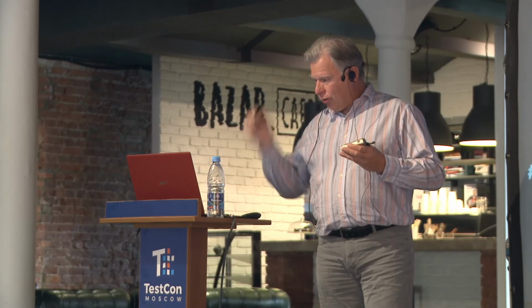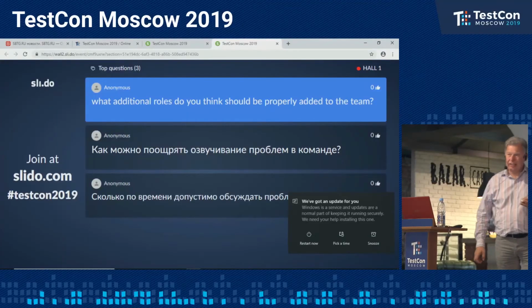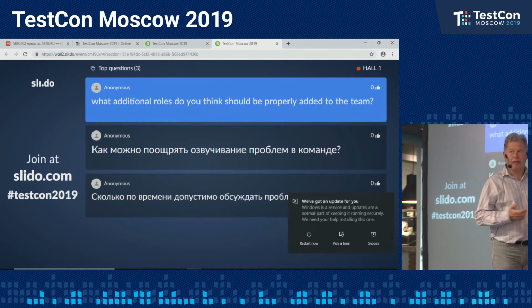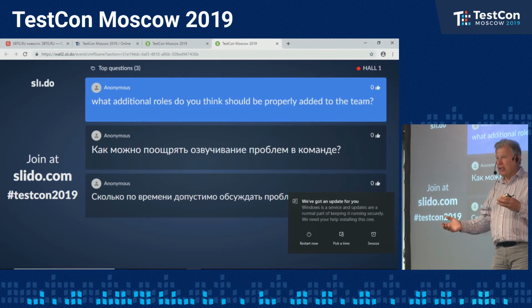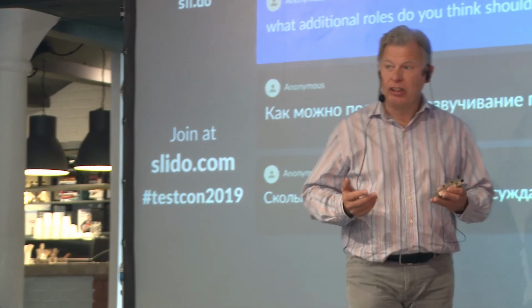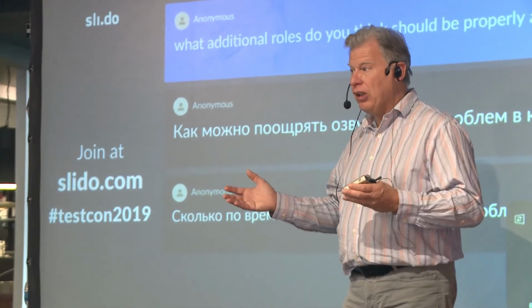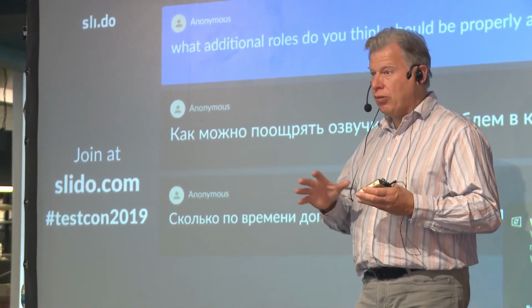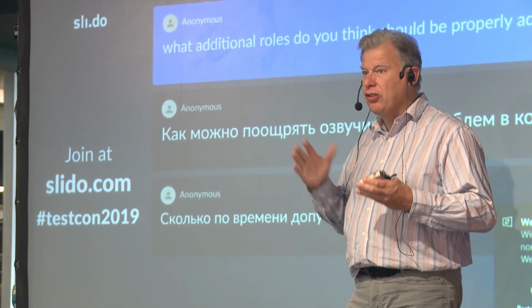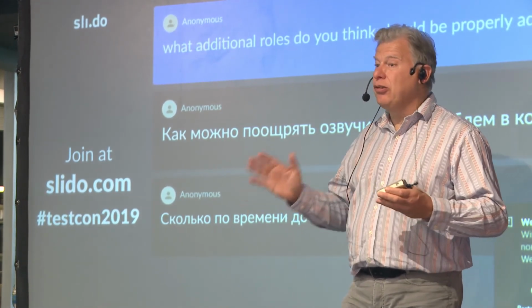Okay, what additional roles do you think should be properly added to the team? Well, I think this is actually something for the team to discuss when they start working. If a newly formed team looks at the work that will need to be done to get the result, then they can also look at the roles. They can look at, not really the roles, preferably the skills. What do they need to do this?